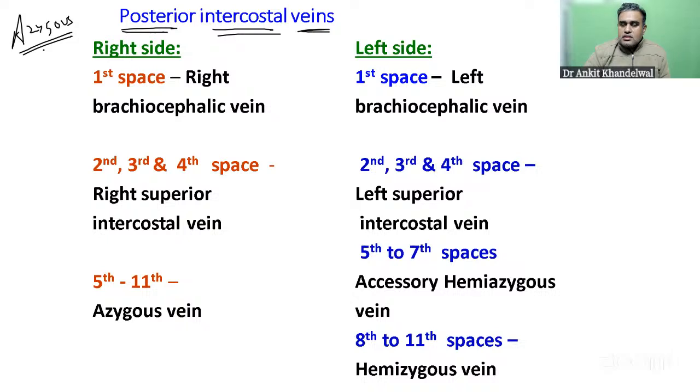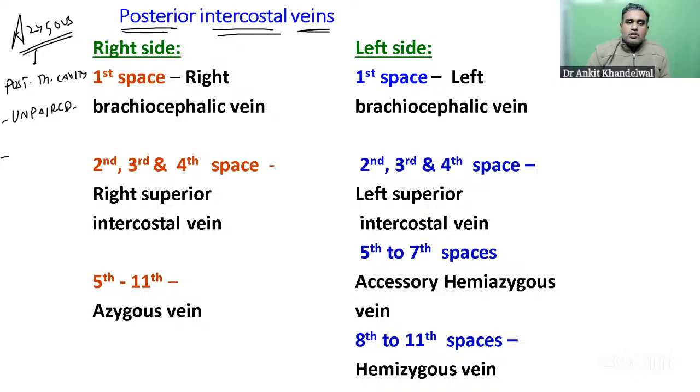What does this term actually mean? So if a question comes regarding the azygous system, you have to start with that the azygous system of veins lies in the posterior aspect of the thoracic cavity. Number 1 point. Second point, it's unpaired. Unpaired meaning azygous vein is singular. It's only on one side. On the other side, we will see we have hemizygous veins.